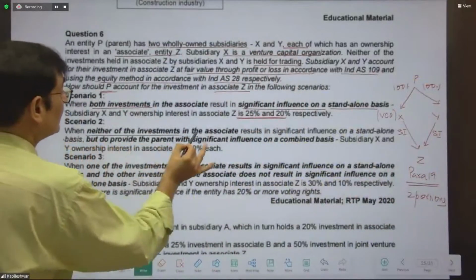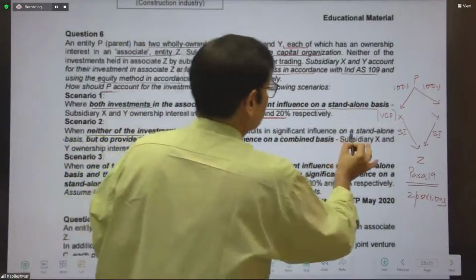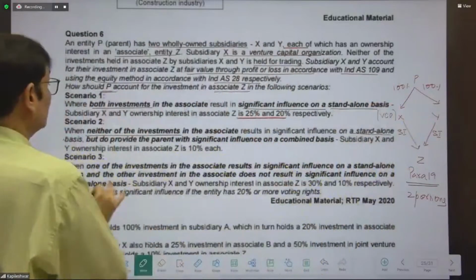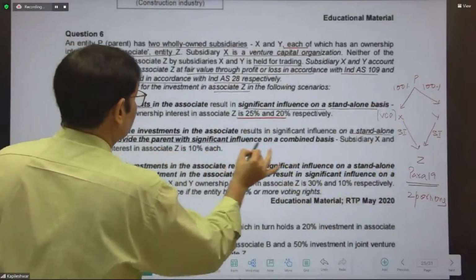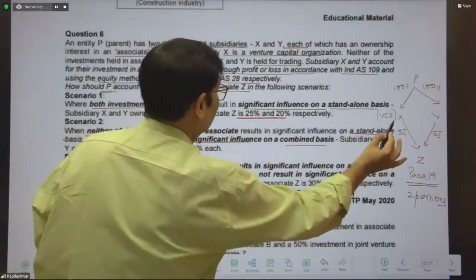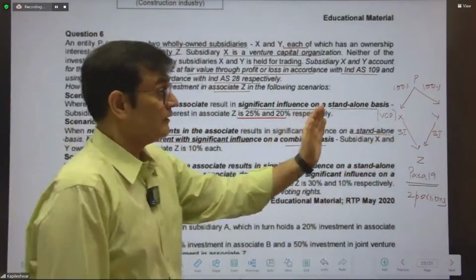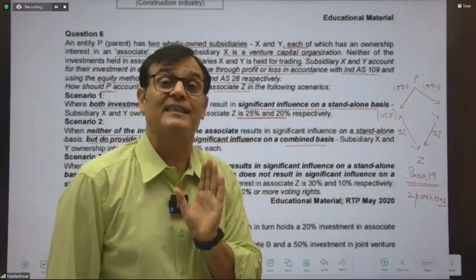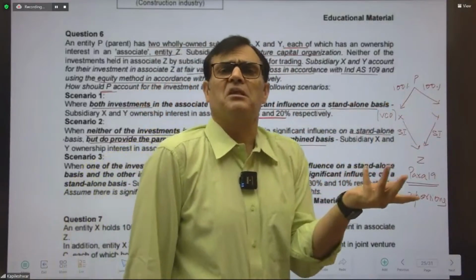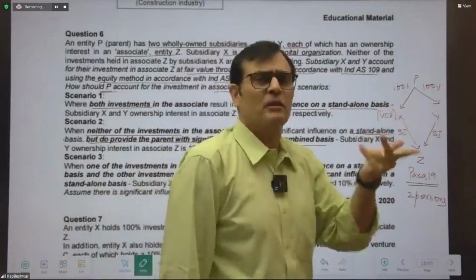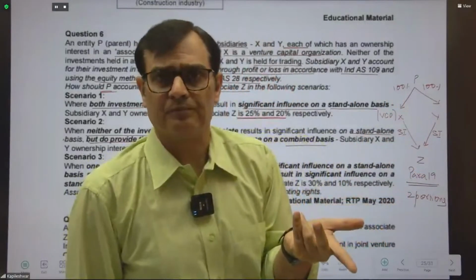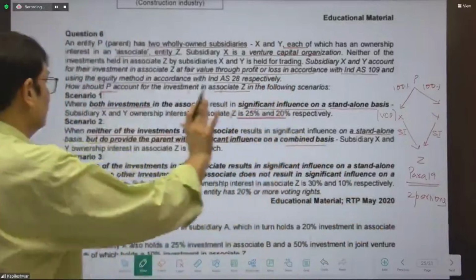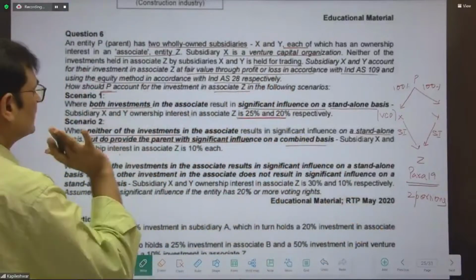When neither of the investments results in a significant influence on a standalone basis, but they do provide the parent with a significant influence on a combined basis. This plus this is 20, but individually it is, let's say, 10 and 10. Doesn't make a difference. 15 plus 10 doesn't make a difference. Okay, the answer still remains the same. Scenario 1 and 2 answer remains the same.